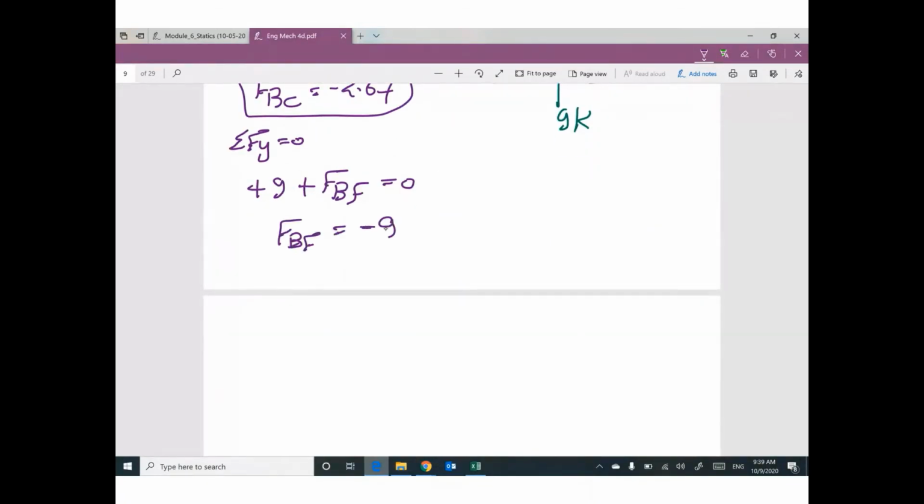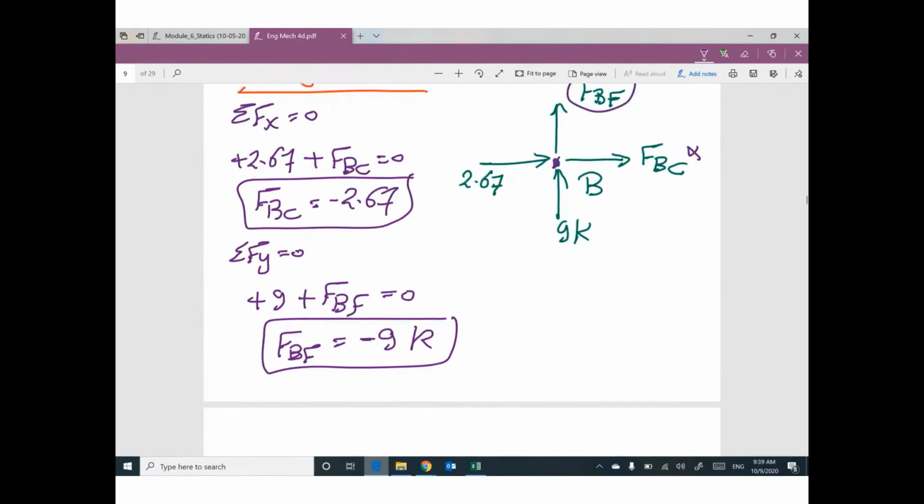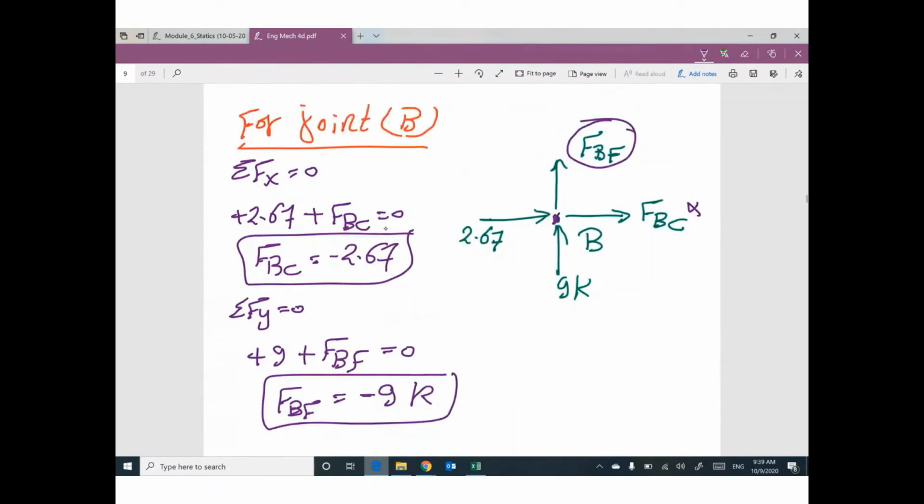Guys, what is the message behind the negative? What is the message behind the negative? You assumed the wrong direction. I assumed it like tension. No, it's wrong. This force must be compression. If you would like to go back, this one is 9 compression.